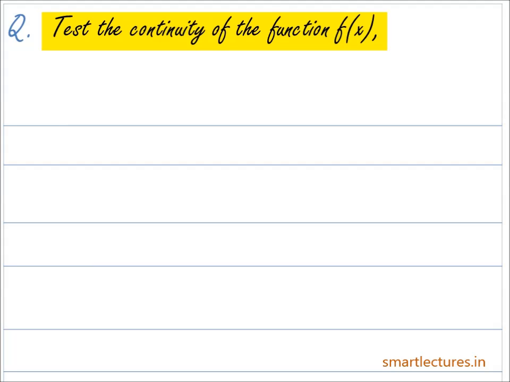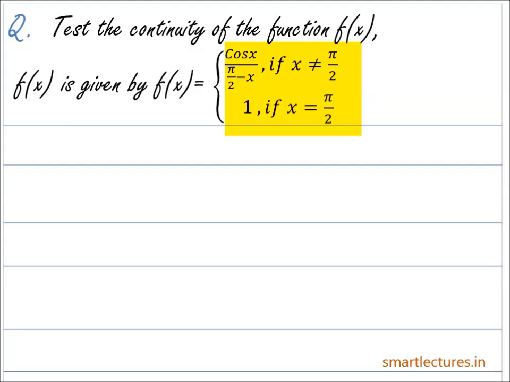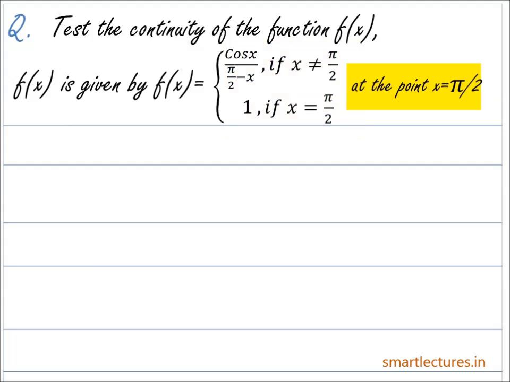Now let's solve one more question. Check the continuity of the function f(x), where f(x) is given by f(x) = cos x upon (π/2 − x) if x is not equal to π/2, and f(x) = 1 when x is equal to π/2. And here we have to check the continuity at the point x = π/2.